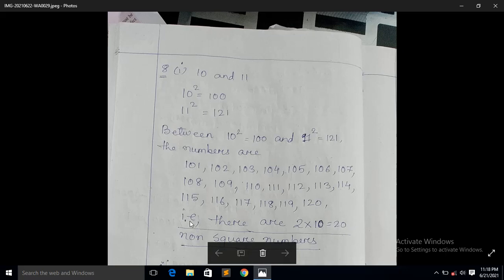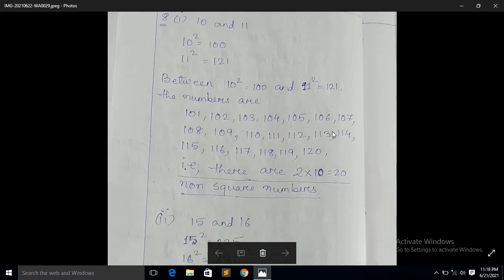So what answer will you write? This portion, if you don't write it in the exam, then also it will be okay. You just have to write this: there are 2 into n is equal to 20 non-square numbers. So let us have a look at another example.